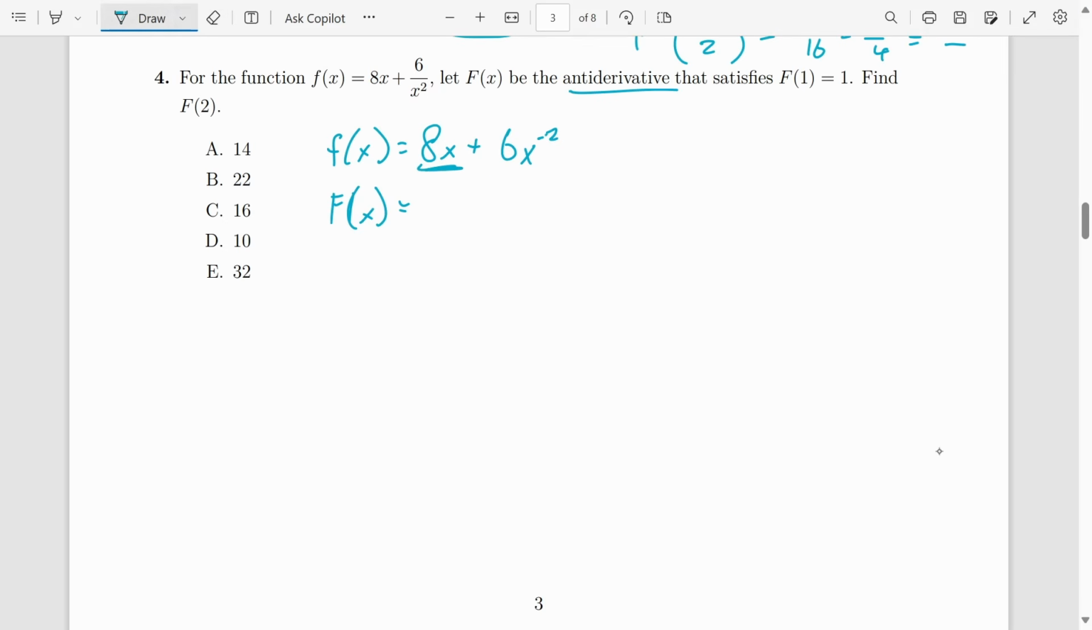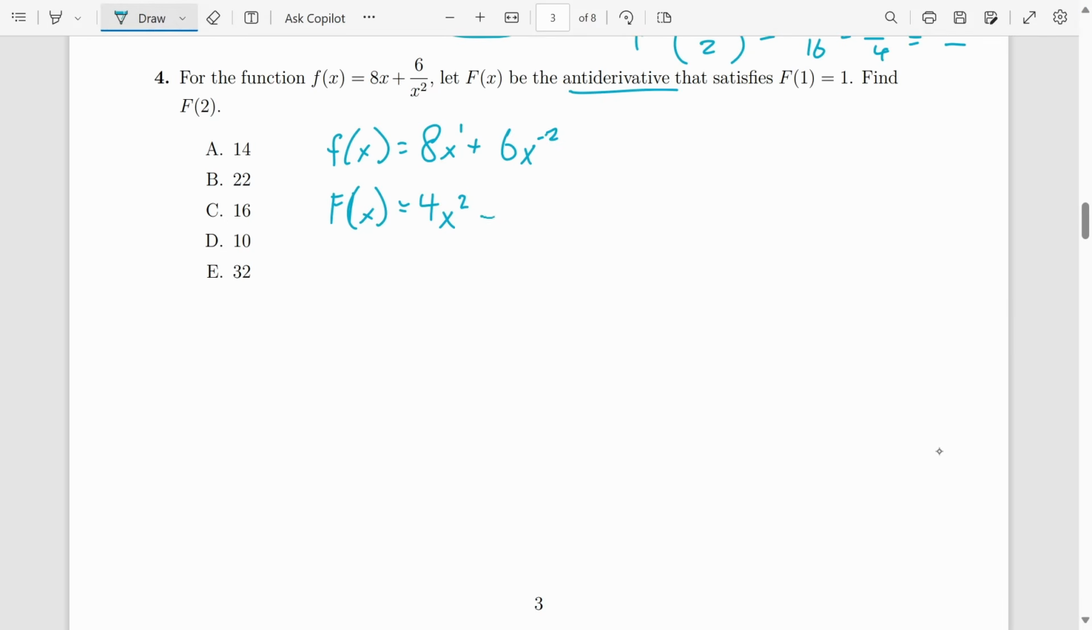Normally, you take whatever power is here, move it out front, and then decrease it by 1. Now, we're trying to go in the opposite direction, so we're going to increase it by 1. This is a power of 1, so 1 plus 1 is 2. And since we usually put it out front and multiply the coefficient with it, we're going to divide the coefficient by 2. So 8 divided by 2, that's 4. And you'll see that if we take the derivative of this term, if we take the 2 out front and subtract 1, that'll leave us with 8x. So we know we did this right. That is the antiderivative of the first term.